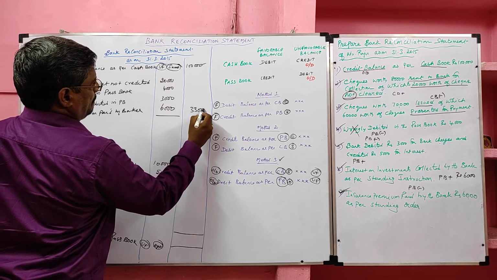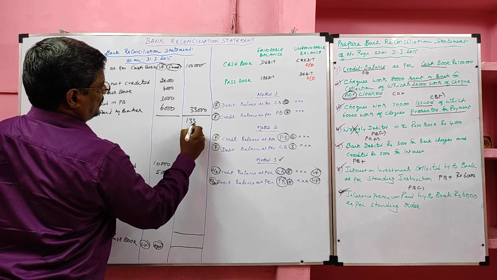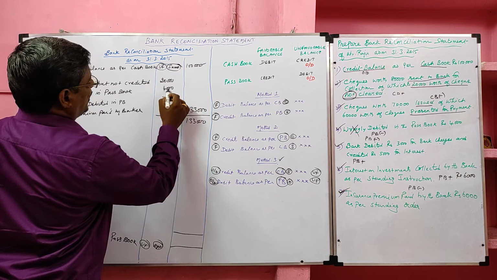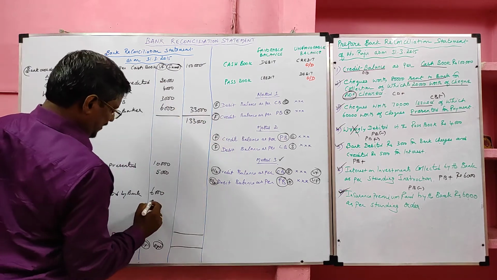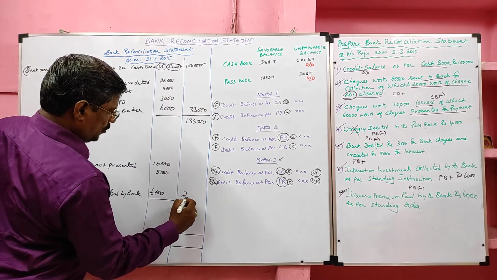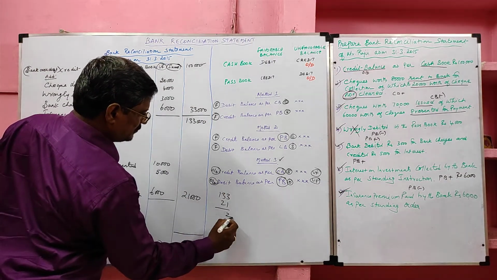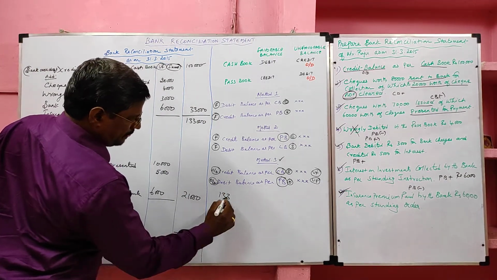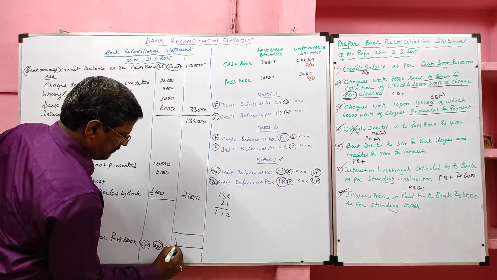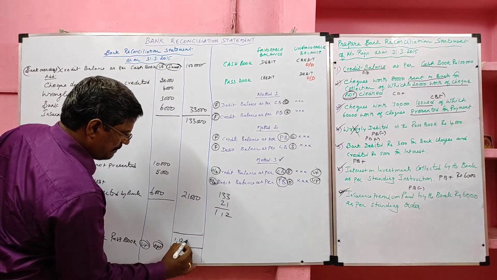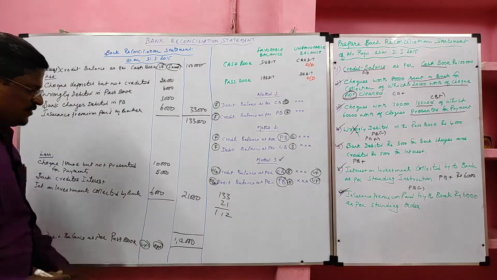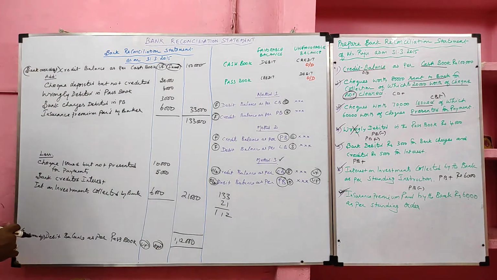33,000. 1,33,000. Once again 30, 33, 1,33,000. Here 21,000. 1,33,000 minus 21,000. So our bank overdraft as per passbook is 1,12,000 rupees.